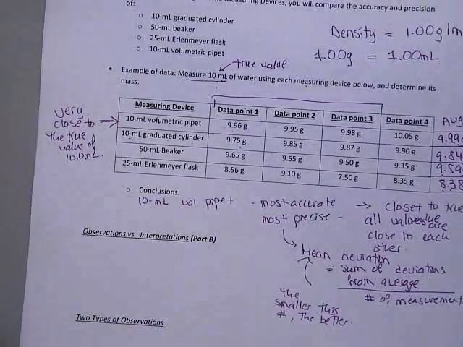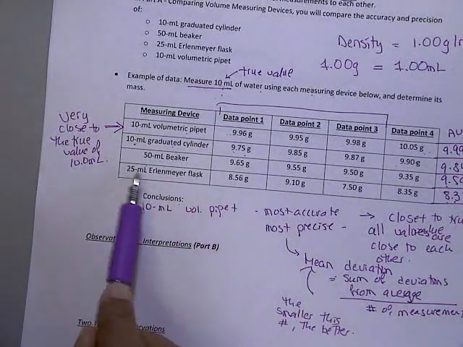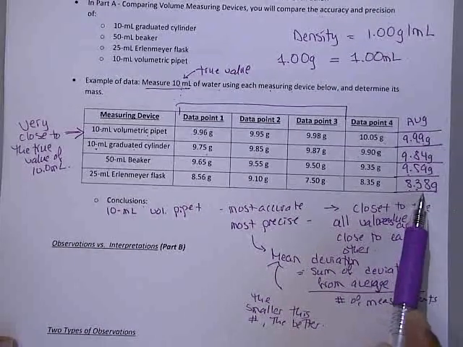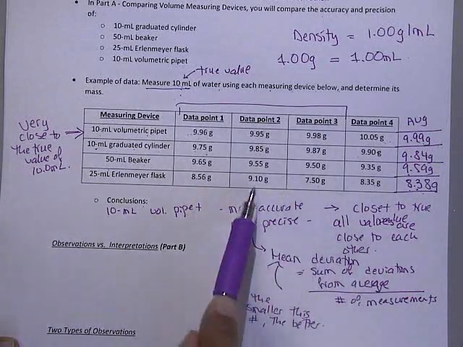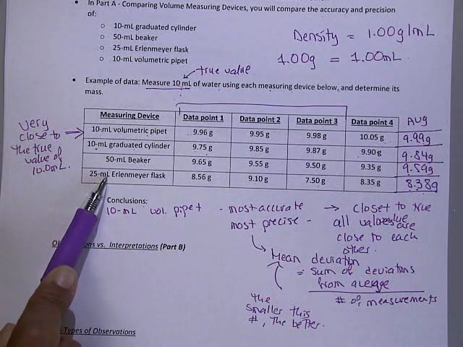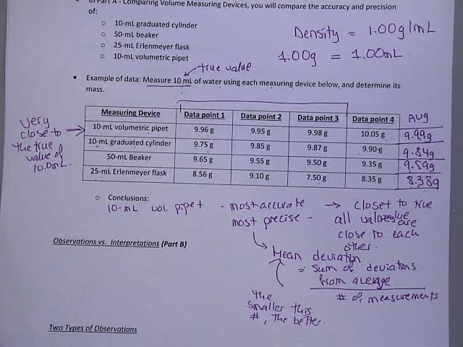Now, based on this, what do you think the least accurate and least precise measuring device is? Well, it looks like actually the Erlenmeyer flask is the least accurate. It's the farthest away from the true value, and it's the least precise. It fluctuates from 7.5 to 9.0. So we would never want to use a 25 milliliter Erlenmeyer flask to measure any volume. Based on our data here, it looks like the 10 milliliter volumetric pipette is in fact the most accurate and precise measurement.